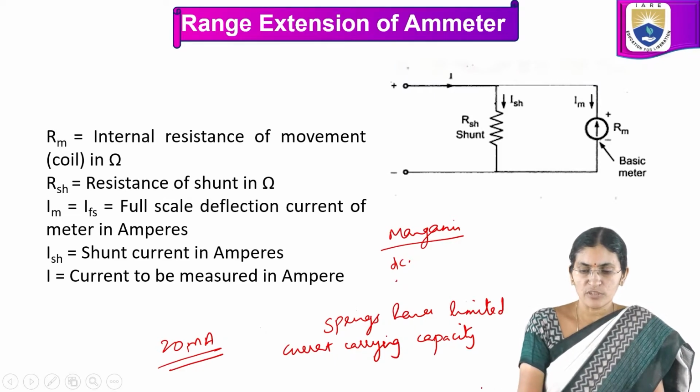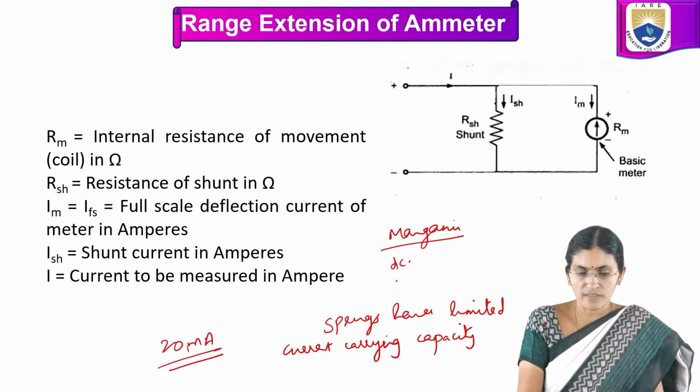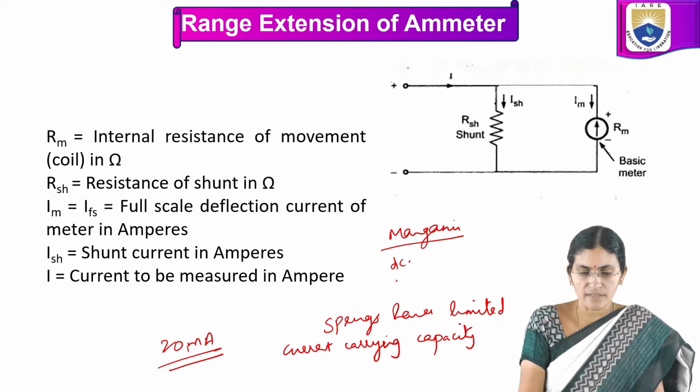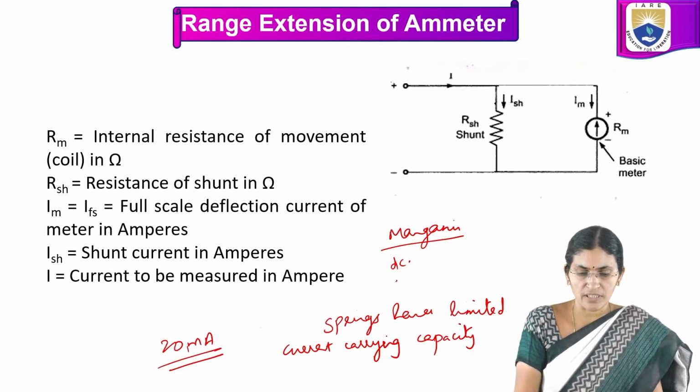Coming to this diagram, let us see. Rm is the internal resistance of the movement. Then RSH is resistance of the shunt. Im or IFS is the full scale deflection current of the meter in amperes. ISH is shunt current in amperes, and I is the current which needs to be measured.